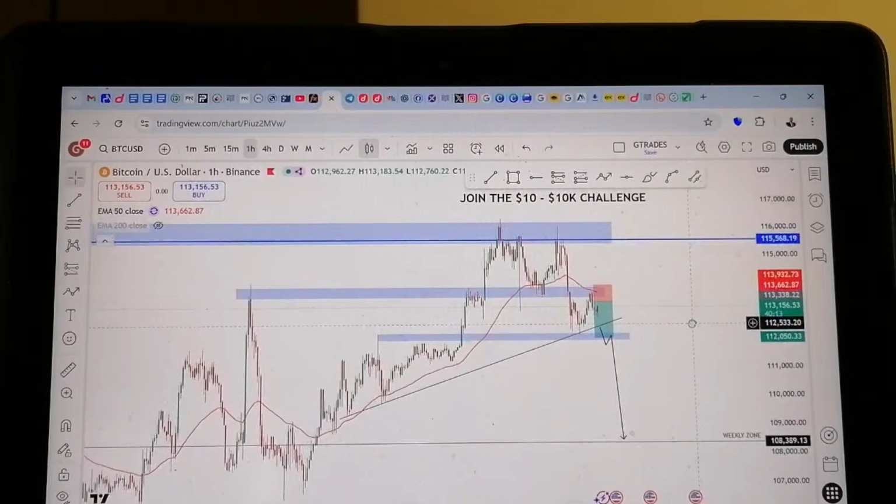But one more thing before I let you go, I'll be showing my screen to let you know why I'm bearish on BTC USD. All right, guys, this is the chart on BTC USD.